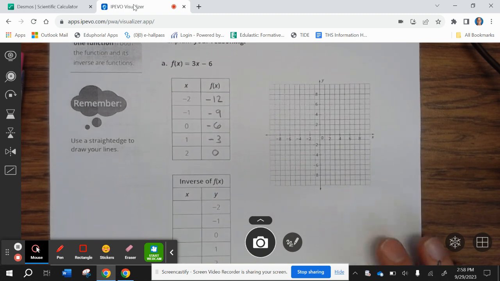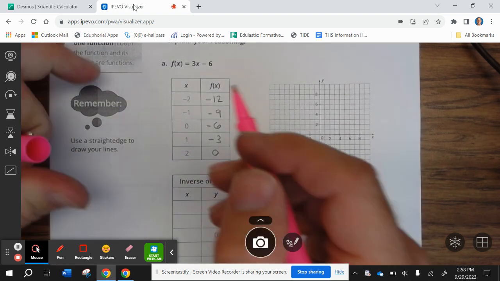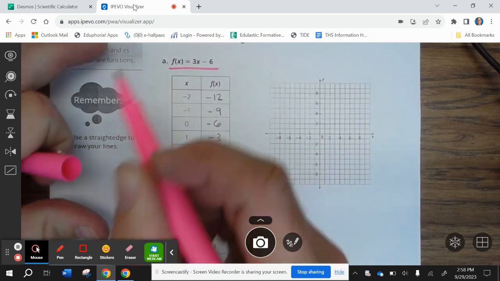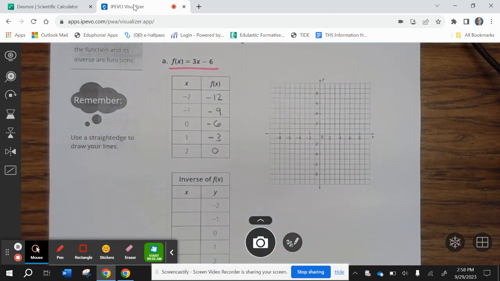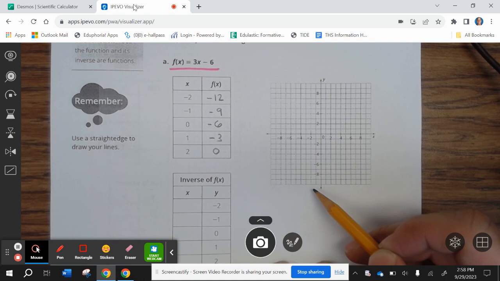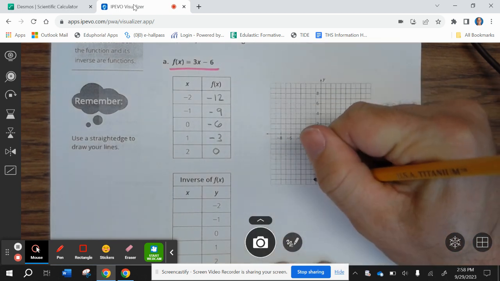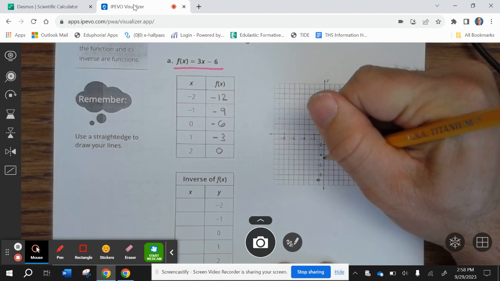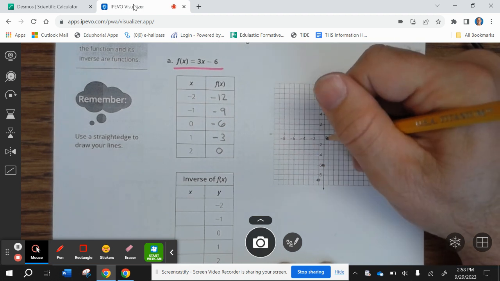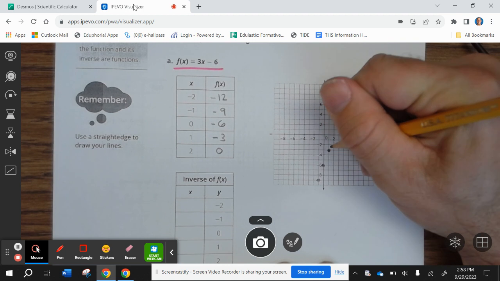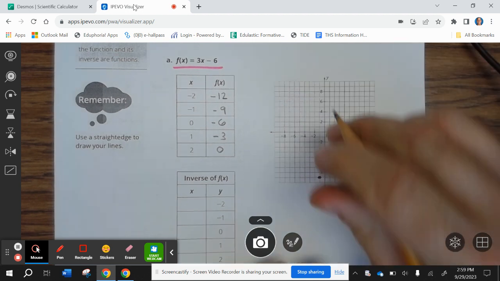All right, now let's graph those points. And we're going to graph this line in pink. Now, (-2, -12) doesn't fit in the graph, so we're going to ignore this point. Let's start with (-1, -9), (0, -6), (1, -3), (2, 0).